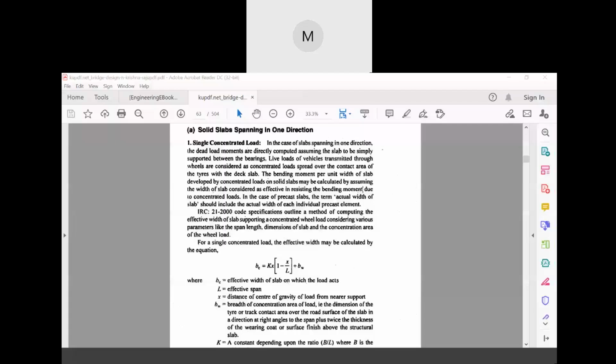For a single concentrated load in case of slab spanning in one direction, the dead moments are directly computed by assuming the slab will be simply supported within the bearings.